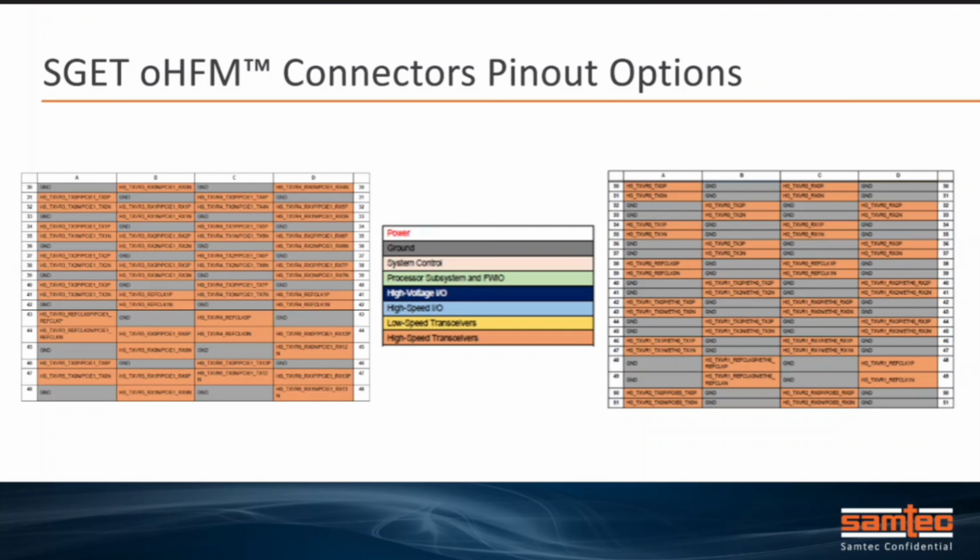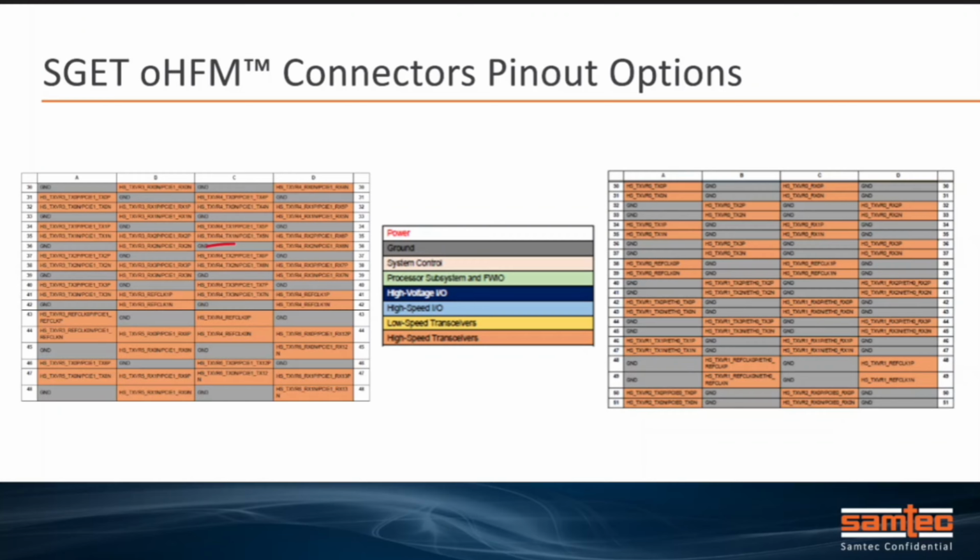This is sort of an eye chart, but I did want to show, this was taken directly from the SGAT oHFM spec. So you'll see from some of the transceivers, there's a ground, there's the two differential signals, a ground, and then two differential signals, another ground. So this could be a receive, a transmit, and the like. For some of the higher speed signals, you need additional grounding. So it's literally signal, signal, ground, ground, signal, signal. We'll talk about that here in just a minute.